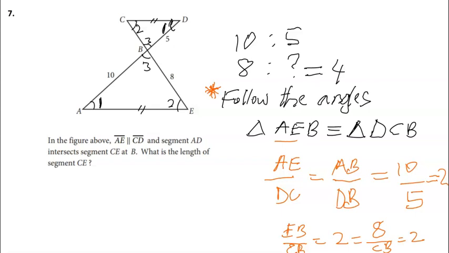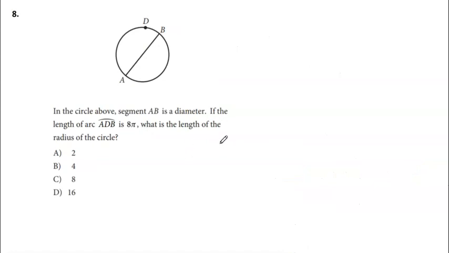So question number 8. Question number 8, we have a circle. In the circle above, segment AB is a diameter. So that's segment AB. And the diameter, remember, passes through the center of the circle, and is made up of twice the radius. The radius is from the center to any point on the circle. The diameter is from one point on the circle through the center of the circle to the opposite end.